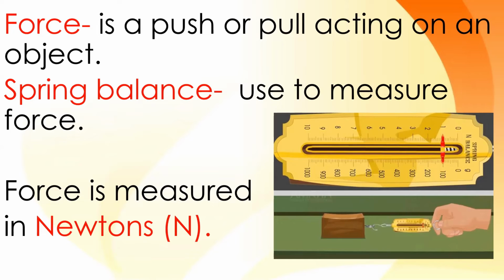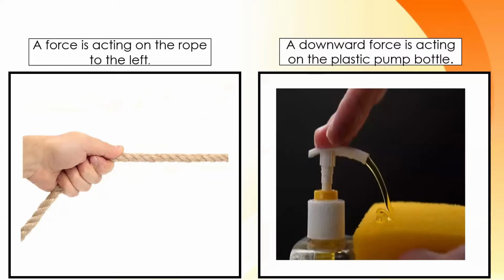What you can see on the screen are examples of force. Look at the first picture on the left side: a rope and a hand. A force is acting on the rope to the left. In the second picture, you can see a bottle and a sponge. A downward force is acting on a plastic pump bottle because you are pushing the pump downward.